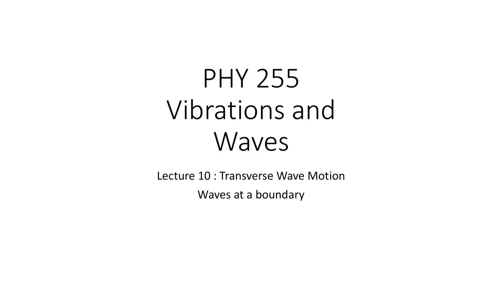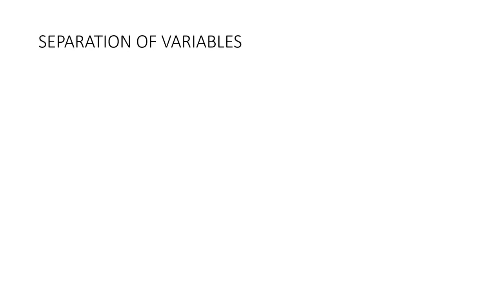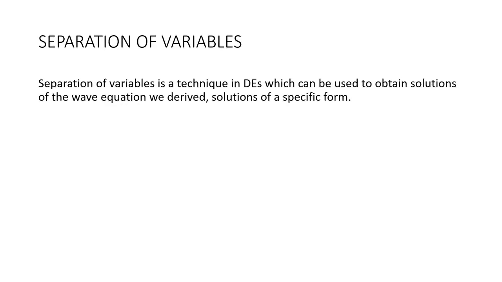Lecture 10. In this lecture, the second lecture on transverse waves, we will look at what happens when the transverse waves from the previous lecture interact with their boundary. As a lead into what happens at the boundary for those transverse waves we defined in the previous lecture, we're going to first use the separation of variables technique for the wave equation and see what we get.